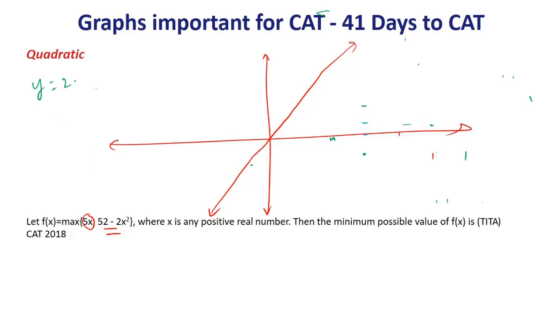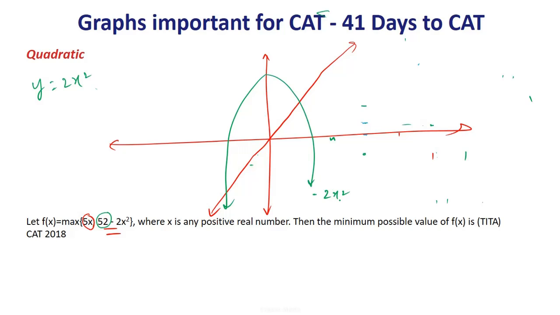So y is equal to 2x square. You draw 2x square something like this, right? And when you have to draw minus 2x square, all you have to do is reverse it, something like this. So this becomes minus 2x square. Now you have to add 52, so you just lift it upwards by 52 units. Then it becomes something like this.